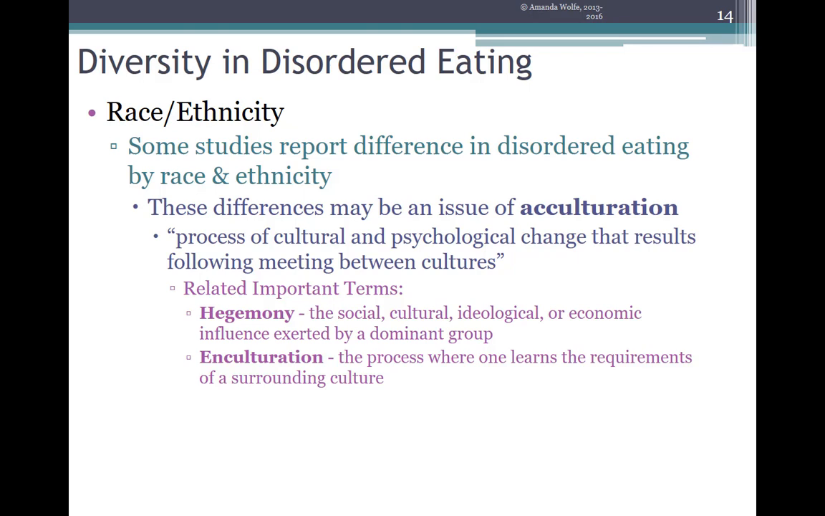Particularly, there can be acculturation, which is where someone starts to behave or speak or perform cultural behaviors that are like the dominant culture, and there's enculturation, where one learns those requirements, doesn't necessarily always perform them, or more importantly, only performs them when they have to, as opposed to it being part of who they are.